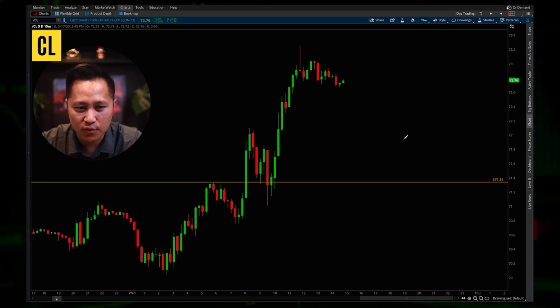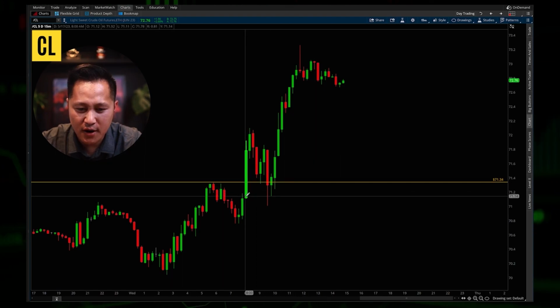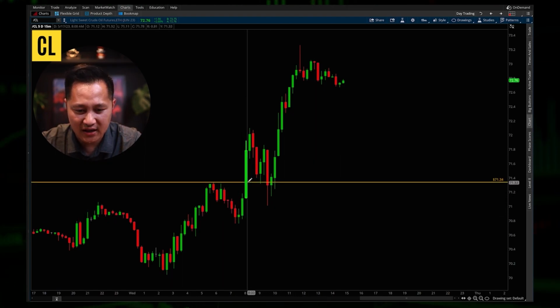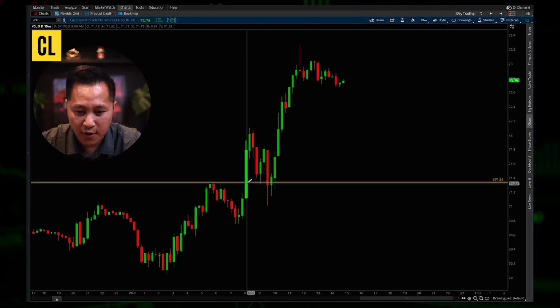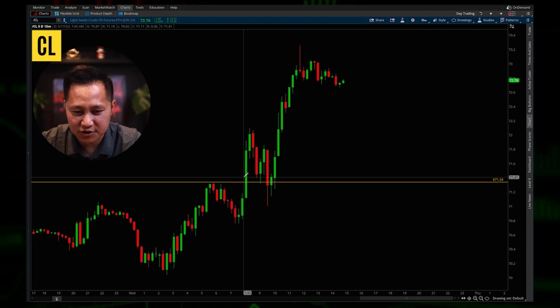Here I have crude oil on the 15-minute chart. This is the future market. Everybody in the world is making the pre-market analysis for today. I'm looking at the resistance here to the left. The market opens somewhere here. If price breaks $71.34, which is the resistance to the left, to the upside, I'm going to make a trade to the upside.